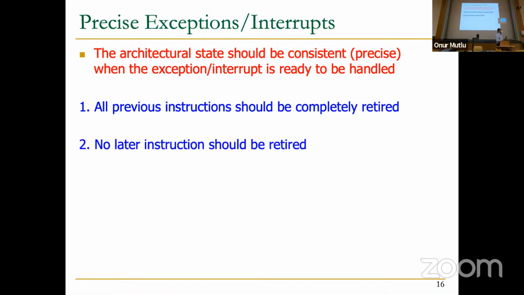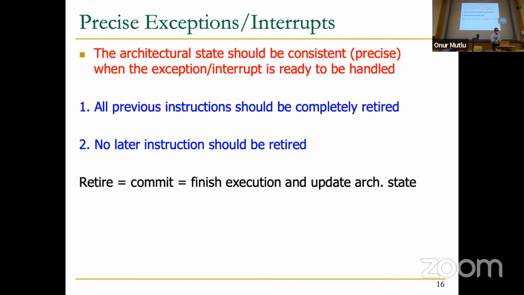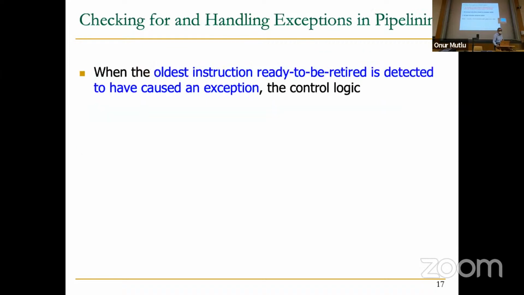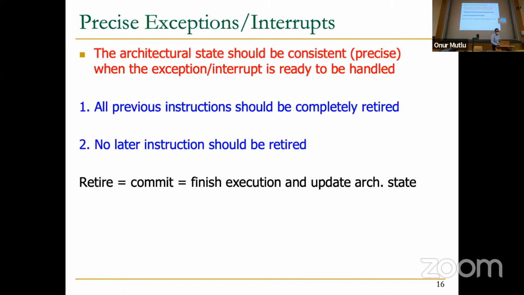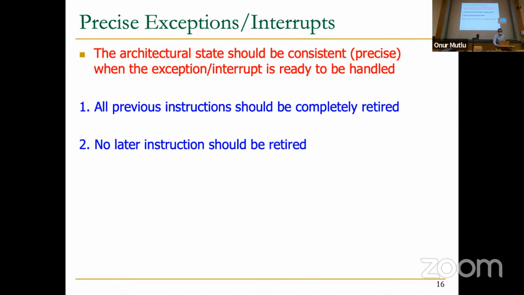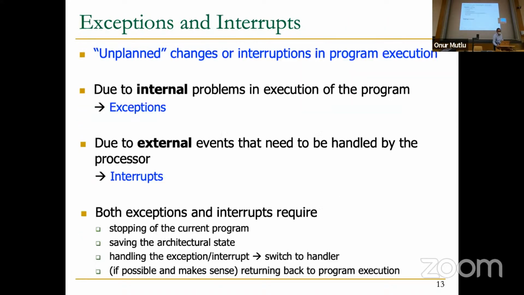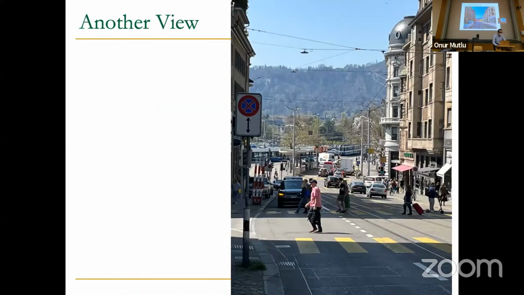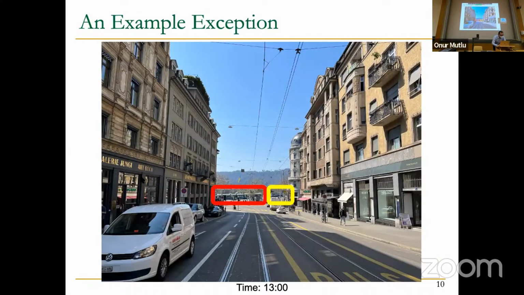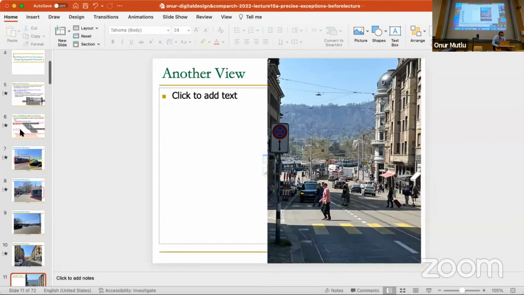So what does retired mean? Finished and updated the architectural state. Retire is sometimes called commit, sometimes called graduate. I don't like graduate as much, but committing is finishing in the end and updating the architectural state. Architectural state update is the most important part. Okay, somehow, basically, if you go back to this picture that I showed you earlier, well, there are a lot of pictures in between, so we're going to try to go faster.